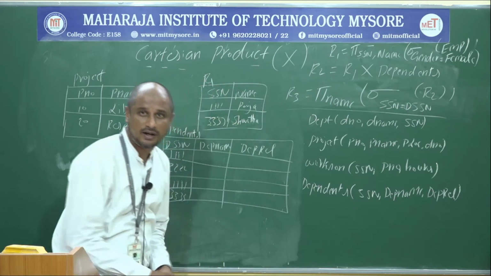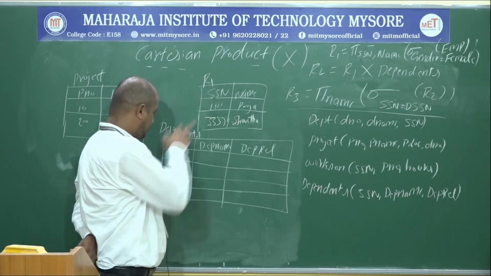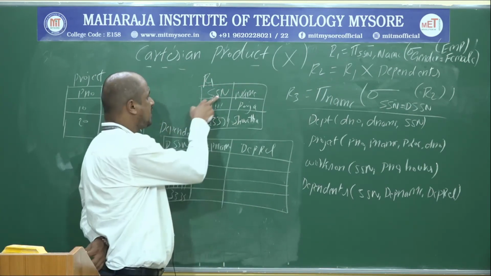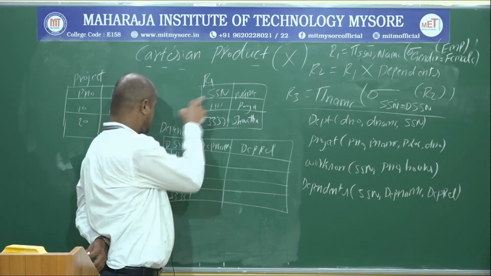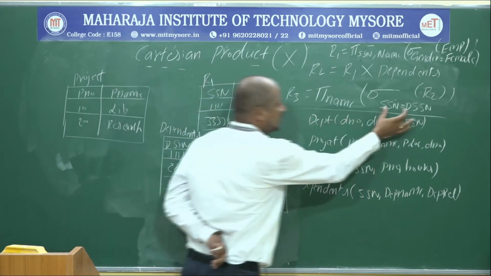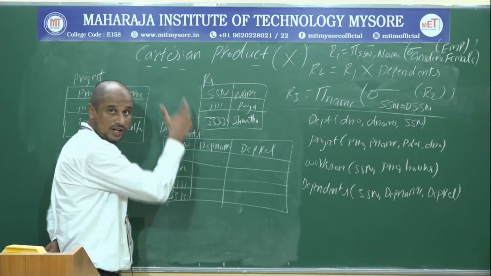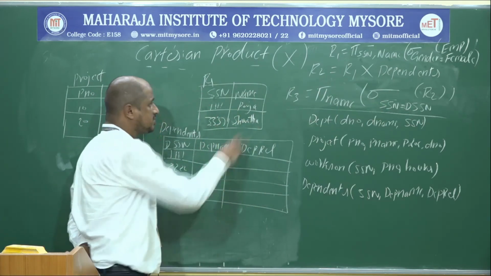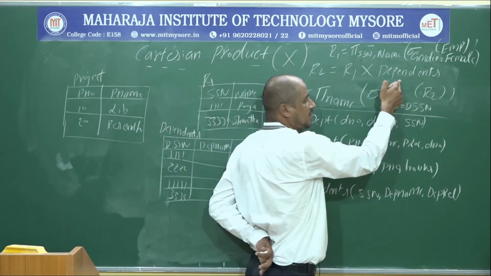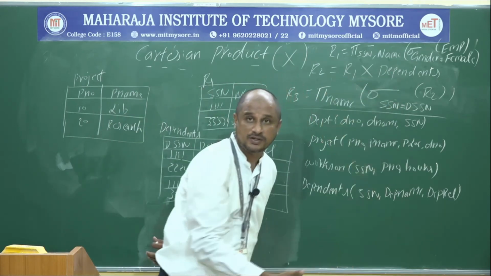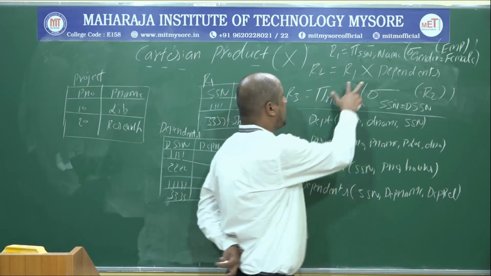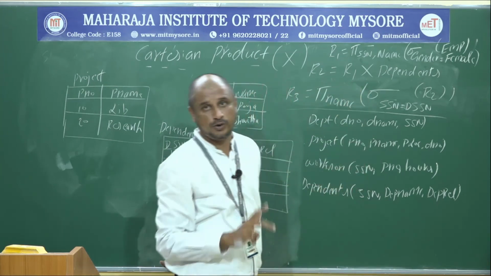Okay, what have I done here? I joined this one with the specified equality condition, so SSN equals DSSN. So 1 1 is equal to 1 1. Totally 8 tuples are there when you go for R1 multiplication with the dependents. When you multiply R1 with the dependents, I have 8 tuples.